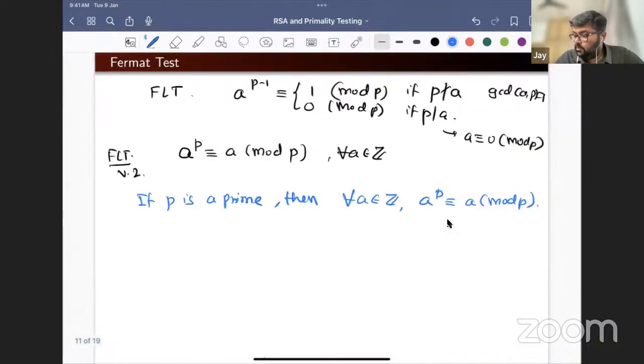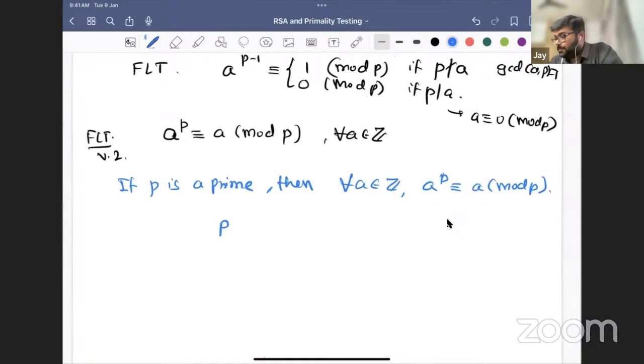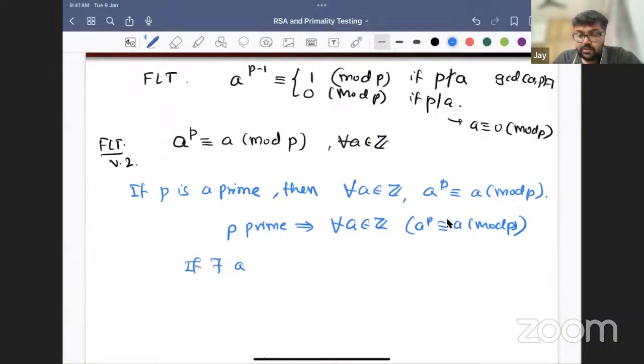So what is the contrapositive of this? This says that if p is prime, this implies given any a in Z, a power p is congruent to a mod p. So if there exists an integer a such that a power n is not congruent to a mod n, then n is not prime.